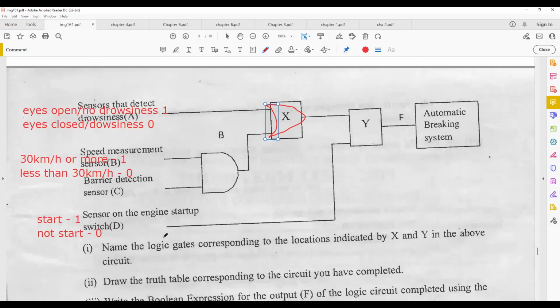So here we have to make sure that the engine is in startup position. So that means this is the AND gate, right? So the answers are, we can say X is an OR gate, right? And Y is an AND gate. Yes, X is an OR gate and Y is an AND gate. So that's the answer for these two. Second one, can you send me the truth table?